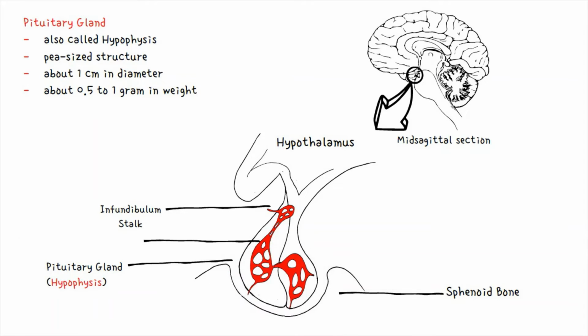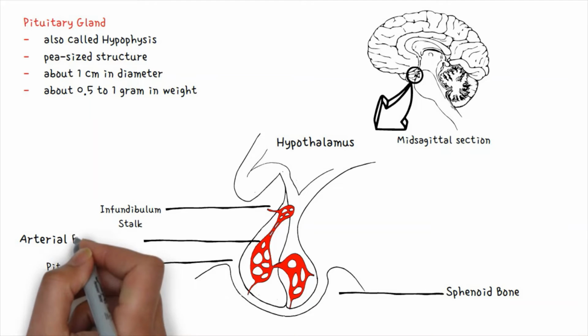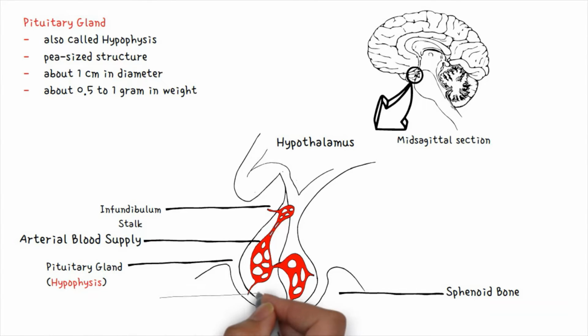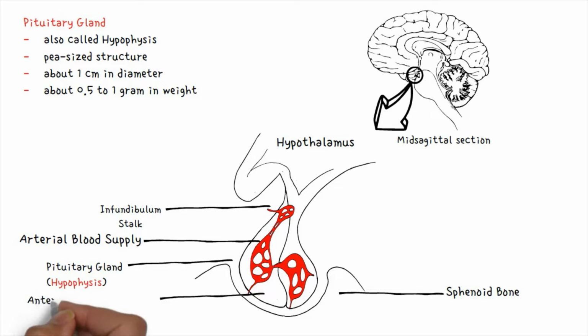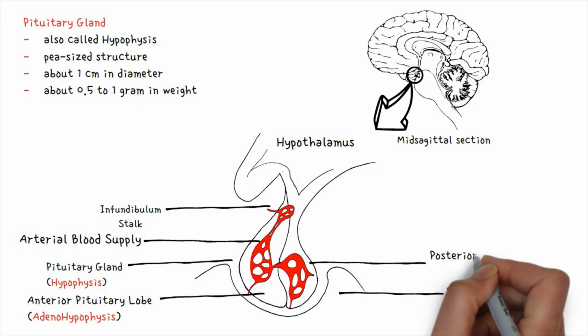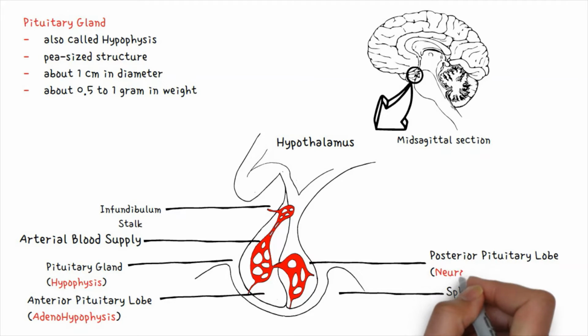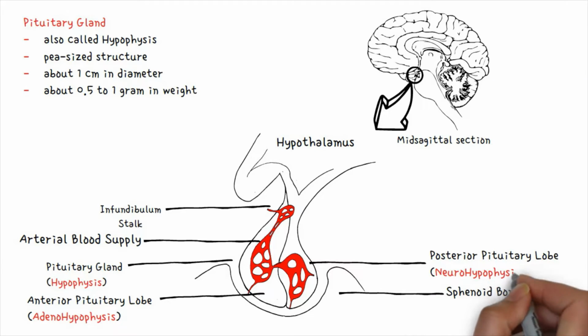And we have the arterial blood supply in the pituitary gland. Now this gland has two lobes. Anterior lobe toward the front of the head, also called adenohypophysis, and posterior lobe toward the back of the head, also called neurohypophysis.